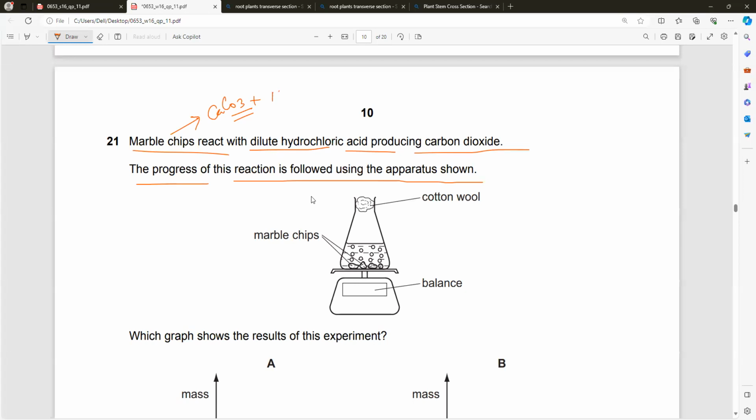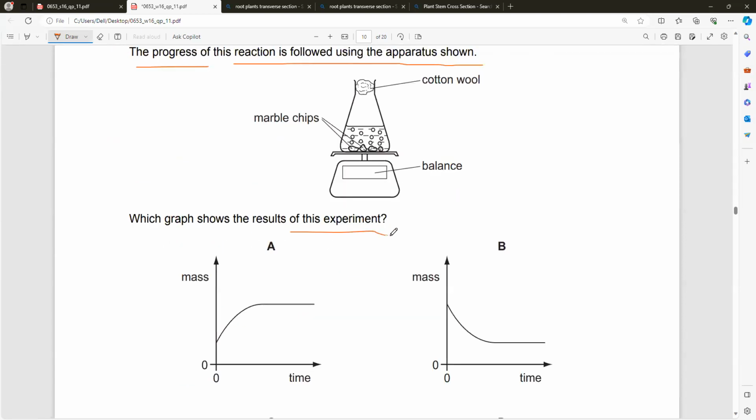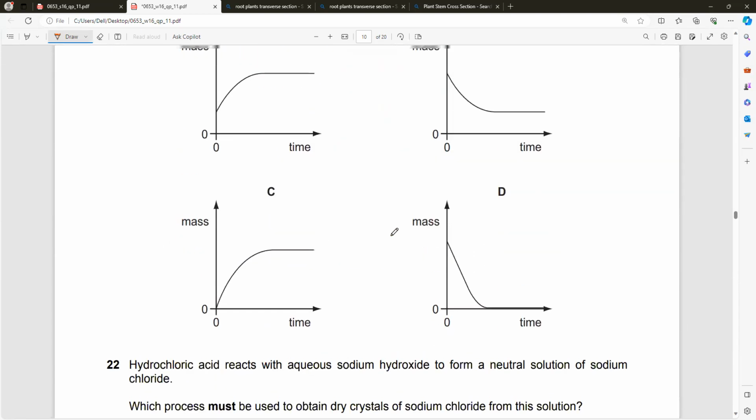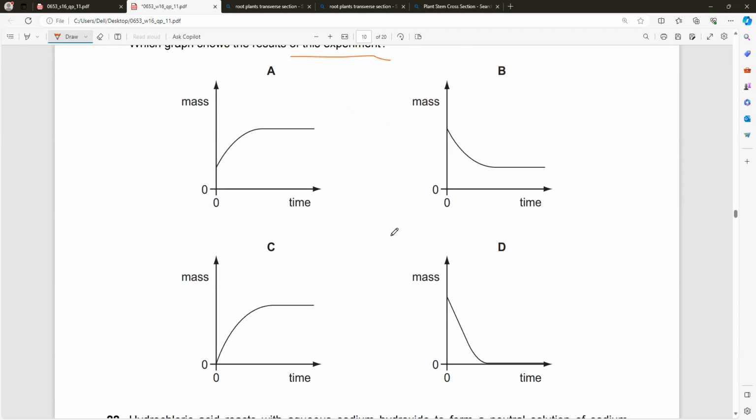We all know that acids react with carbonates and bicarbonates. What are the products we can get? Water and carbon dioxide. So you all know that. Now that is the reaction. They are asking which graph shows the result of this experiment. So please make it and tell me what your expectation is, and according to that we'll see. Make it fast.